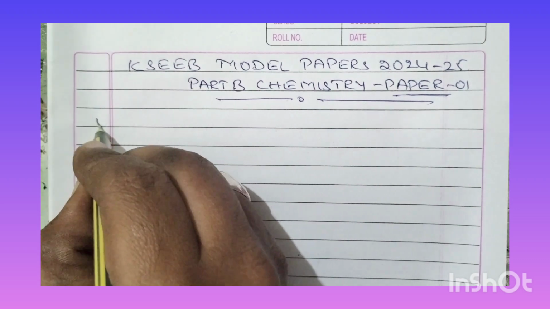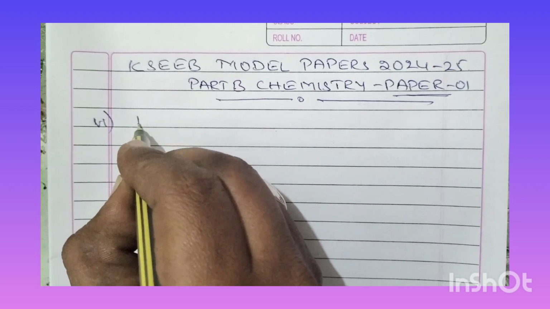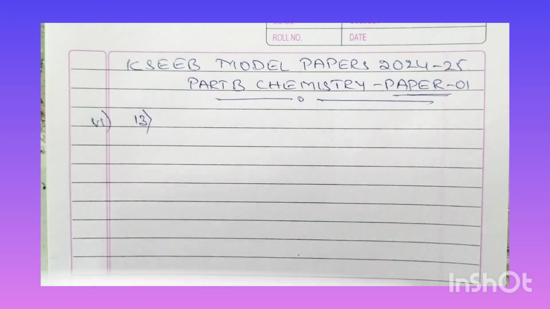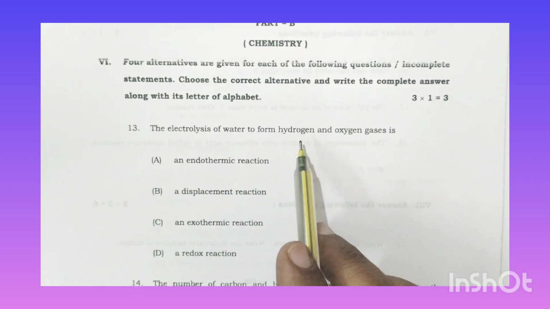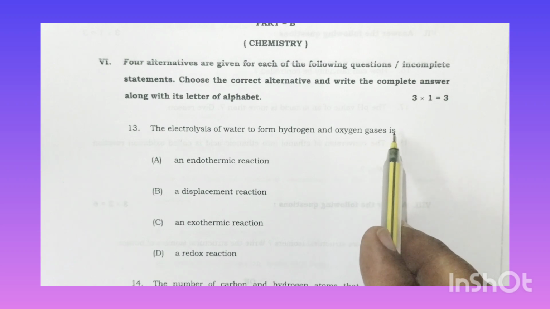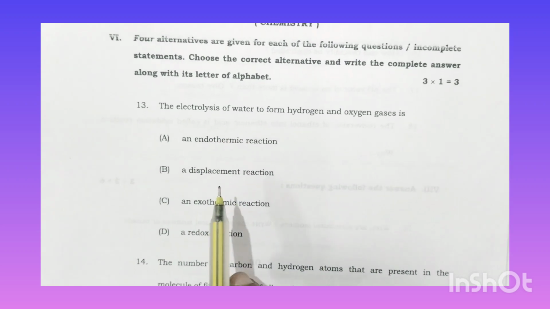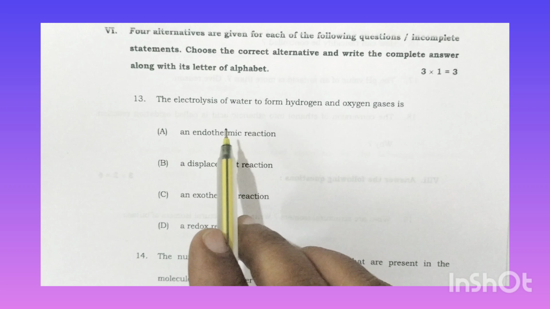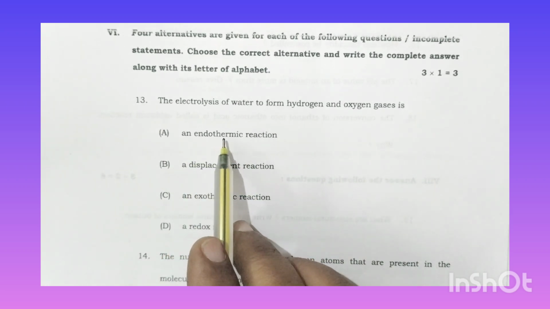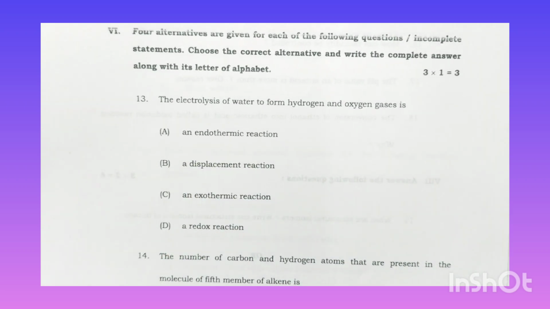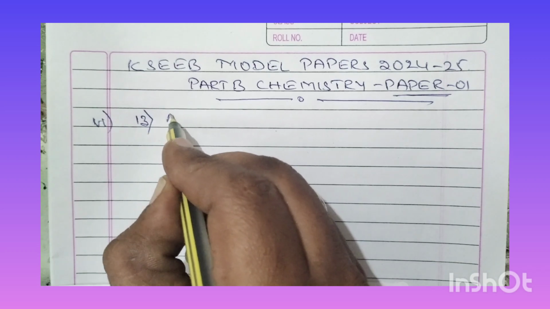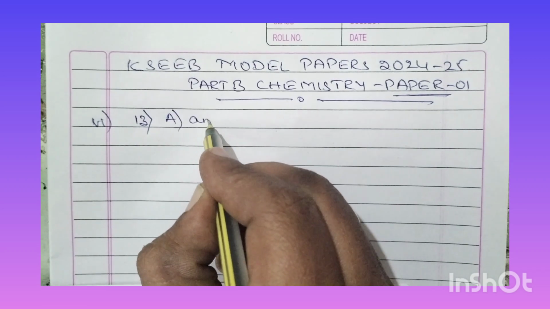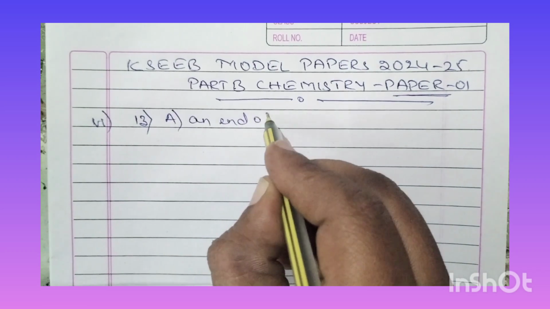So it starts from 6th main, that is question number 13. So let us see what is the question number 13. The electrolysis of water to form hydrogen and oxygen is... So electrolysis of water is an example for among these four. The example is endothermic reaction because it absorbs energy in the form of electricity. Therefore, for the 13th question, the right option is option A, an endothermic reaction.